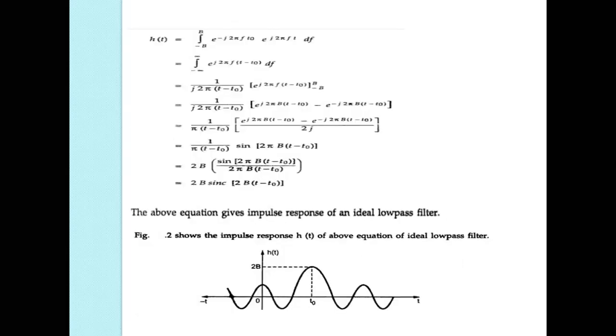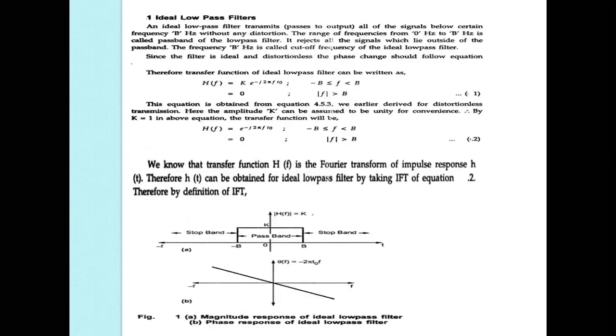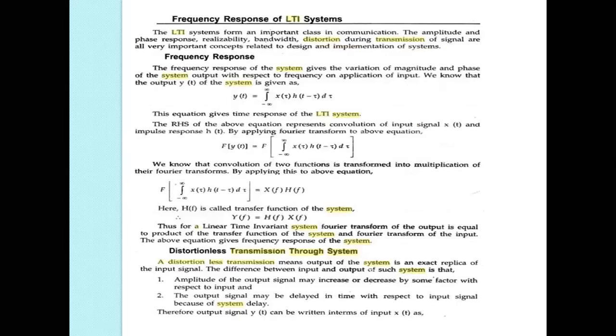With this, half of the fourth unit is also completed, my dear students. Some examples are there; we can solve them in the coming classes. But what are the topics we covered now? Today's class: the frequency response of the linear time invariant system. In that, the first topic is distortionless transmission through the system.